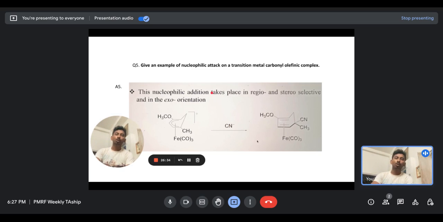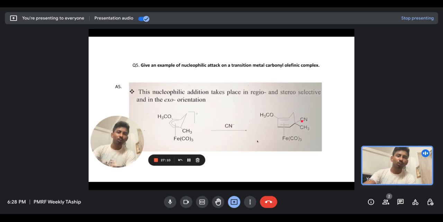You can see that this nucleophilic addition is taking place in a regioselective manner and also in a stereoselective manner, that is, in the exo orientation. Whenever a plane is considered, the lower back of this plane is considered endo, that is, the inside of this ring, and the outside of the ring is treated as the exo orientation. So here you can see the nucleophile cyanide is bound to the carbon center in an exo fashion. This is the stereoselection, where exo orientation is taking place.